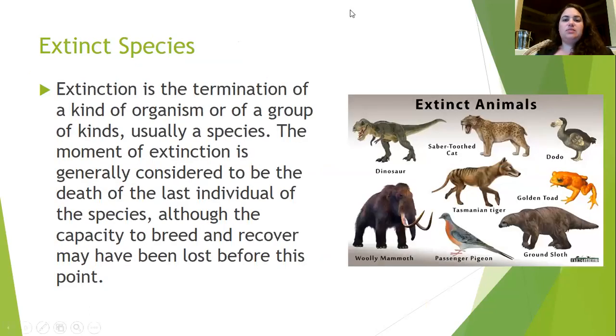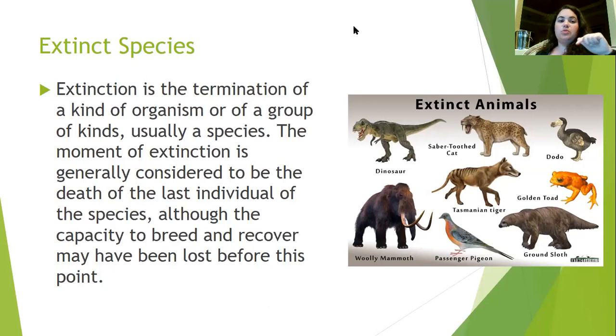All right, extinct species. So some extinct species are listed here in this category. You're going to see dinosaurs, woolly mammoth, the passenger pigeon, the ground sloth, the golden toad, the dodo, the saber-toothed tiger, the Tasmanian tiger. And these are extinct animals. So extinction happens when every single organism belonging to that species no longer exists.